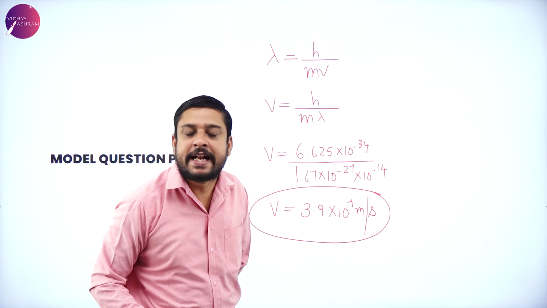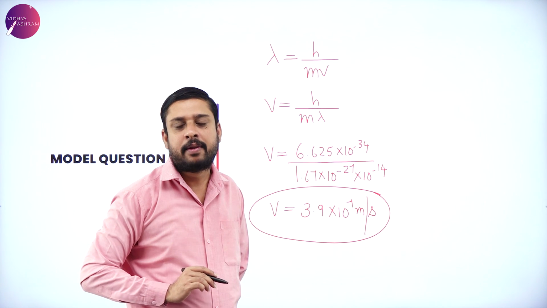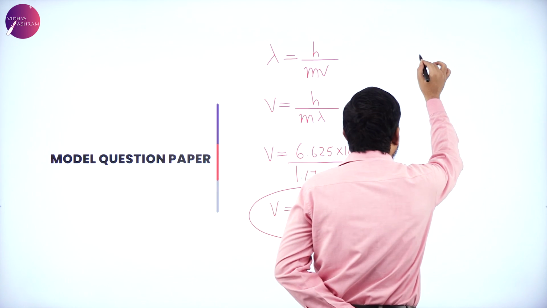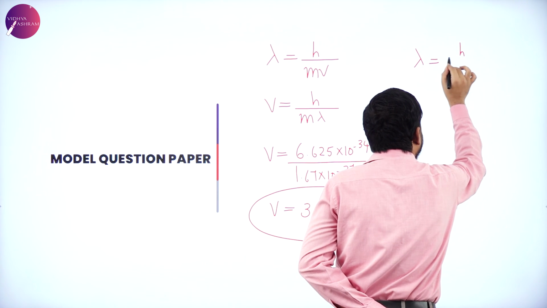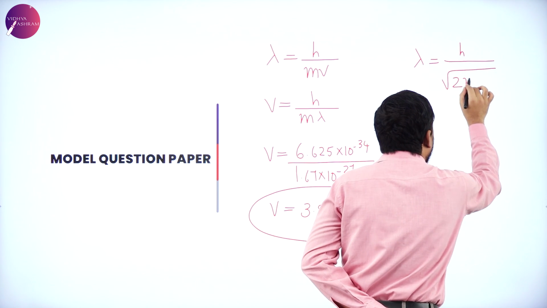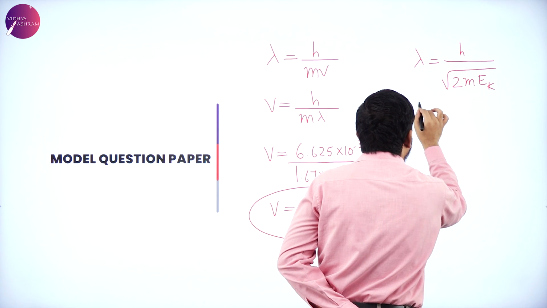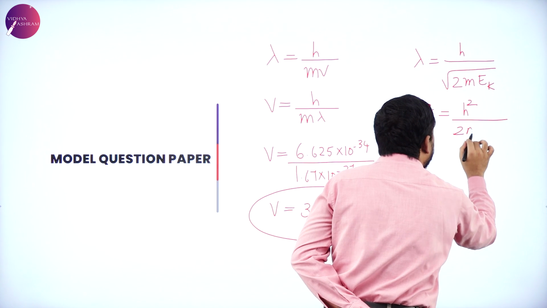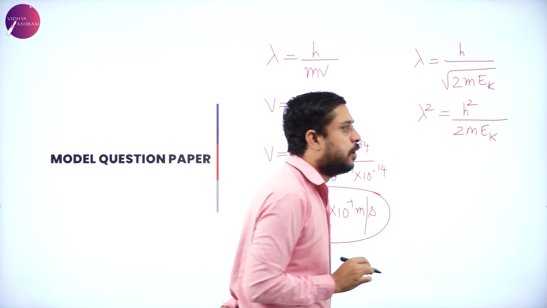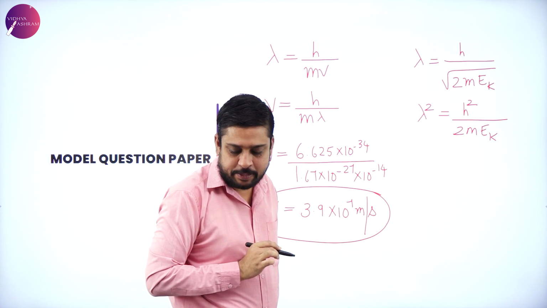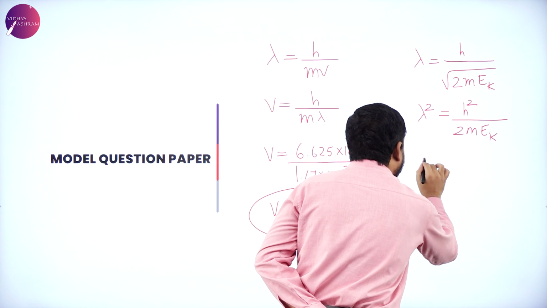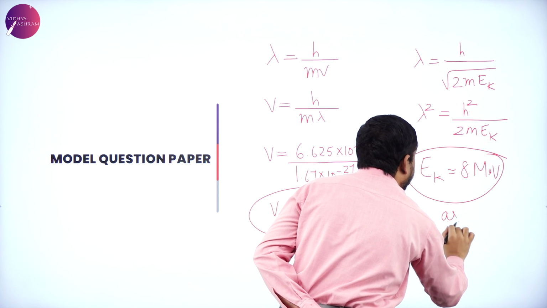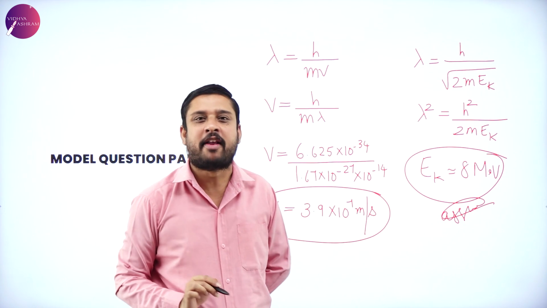With this, we will have to find the kinetic energy. So what is the expression for kinetic energy? We know lambda equals h divided by root of 2 m EK, or lambda square is h square divided by 2 m EK. On substituting and simplification, here EK is nearly 8 MeV, whose simplification is an assignment for you all.